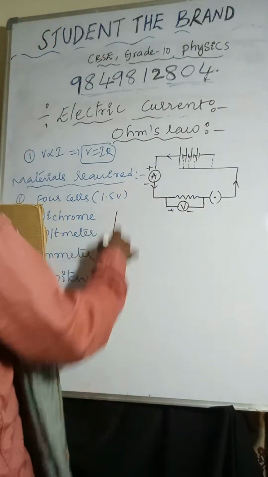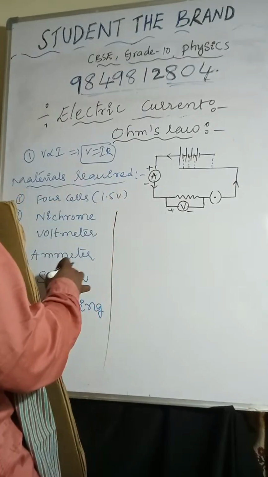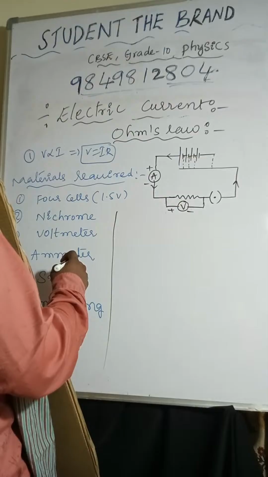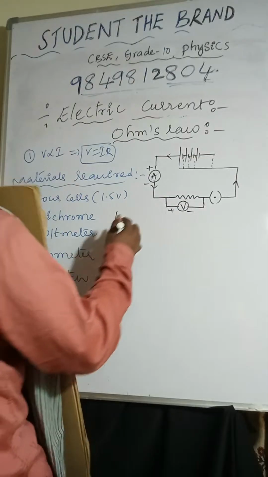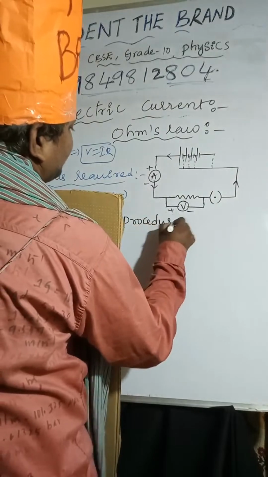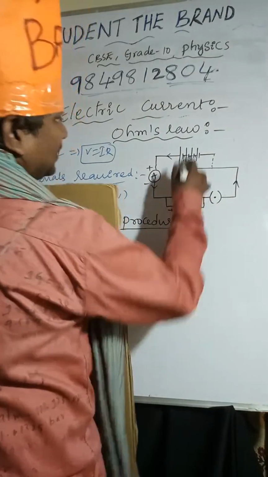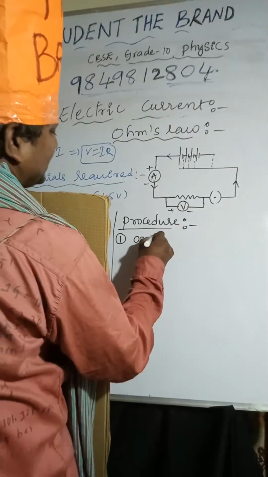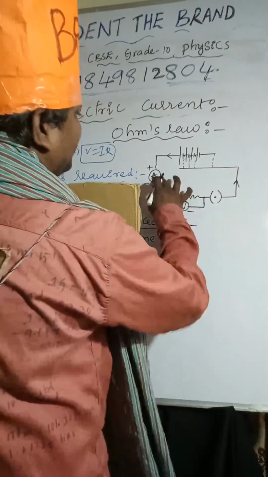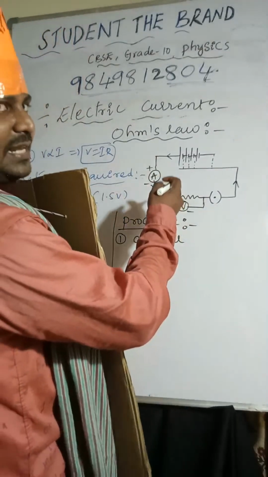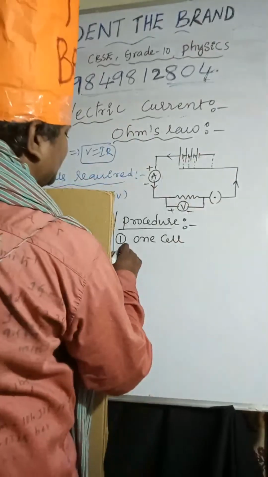Next, you can observe these are the materials required. Next one, procedure. What is the procedure to do the activity? First, you have to take one cell, connect one cell, and note down the reading of the ammeter and voltmeter.